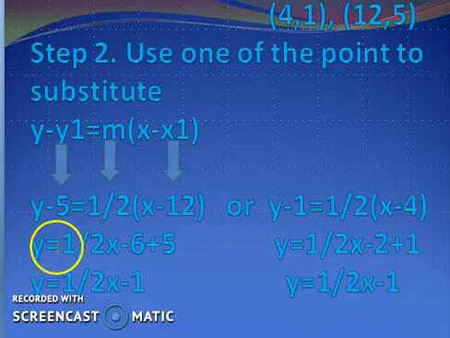Then if you are going to rewrite this in slope-intercept form, we need to simplify. Here we add 5, and we add 5 on the other side of the equation. So negative 5 plus 5 is 0. It will leave us with only y. And then 1/2 times x is 1/2 x. And 1/2 of negative 12 is negative 6. And plus the 5, because we add 5 on the left side, we need to add 5 on the right side. Now we can combine negative 6 and 5 because they are like terms.